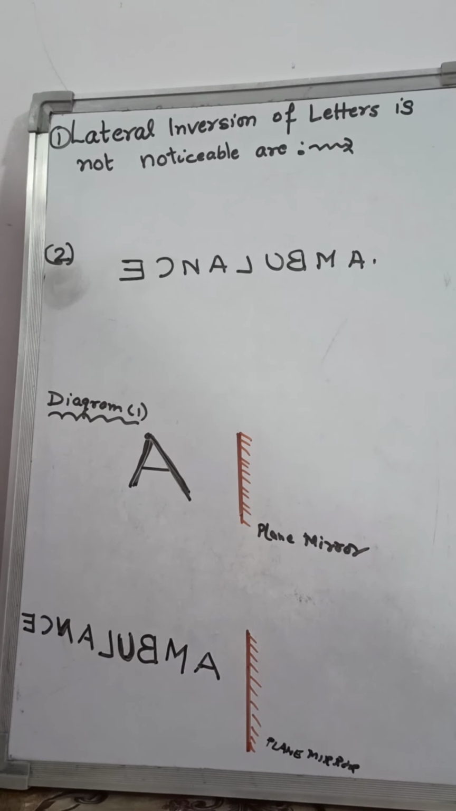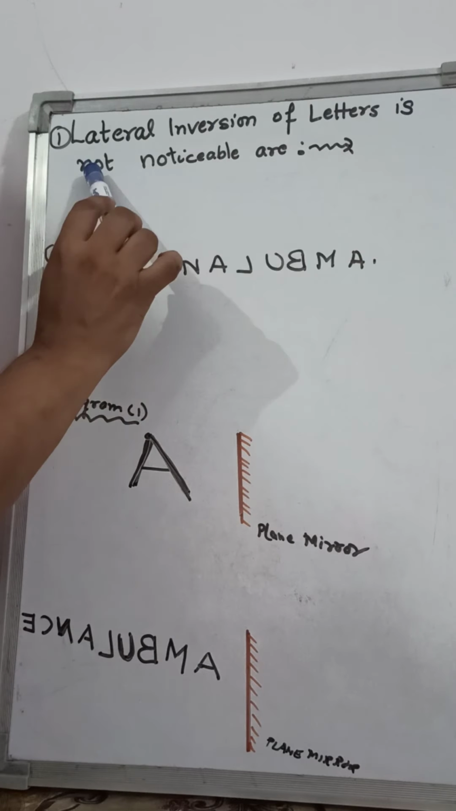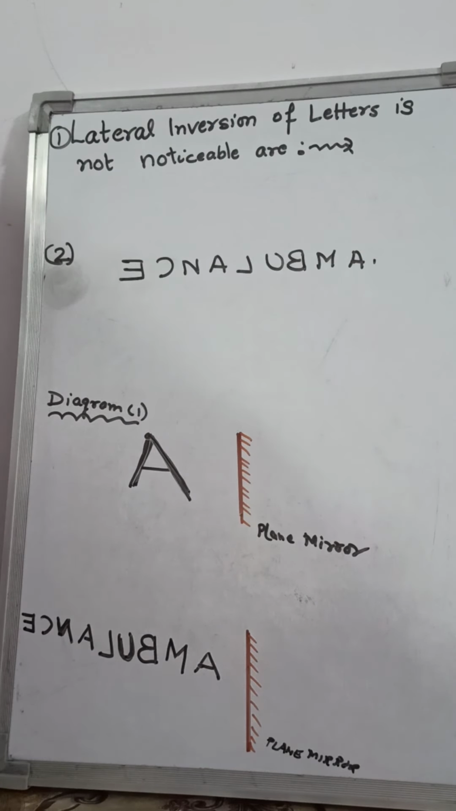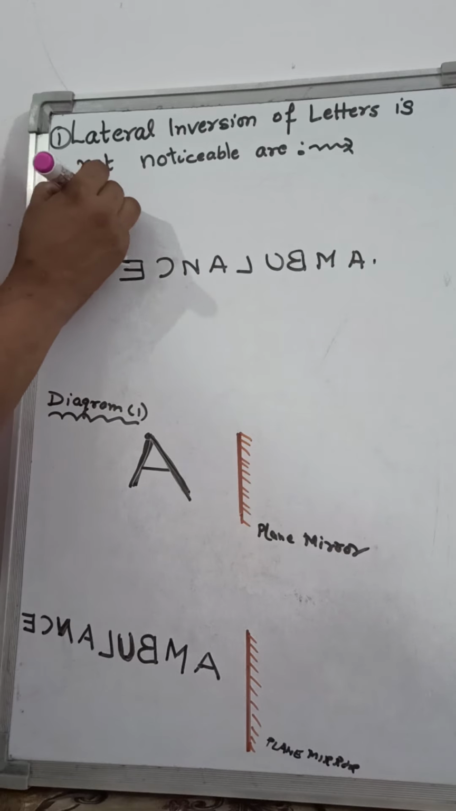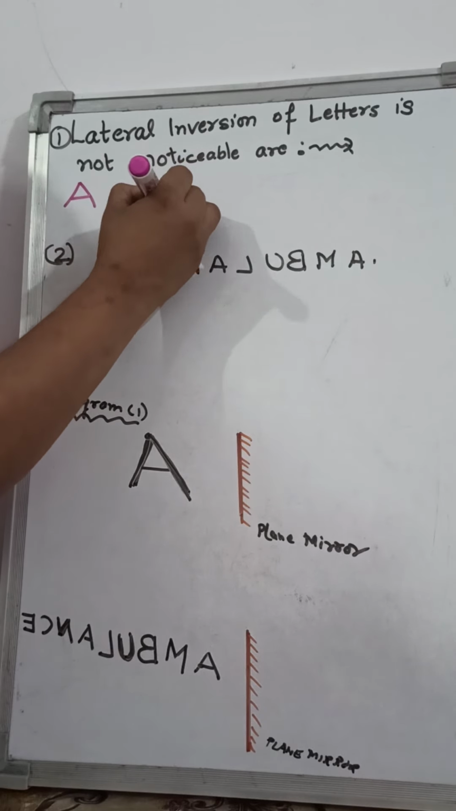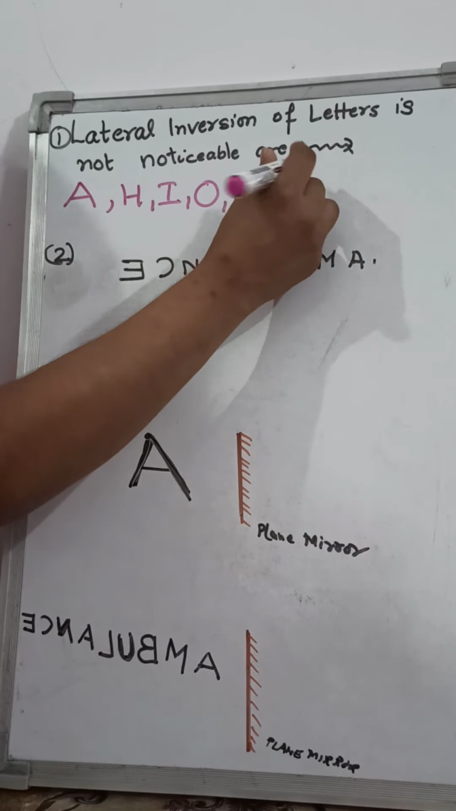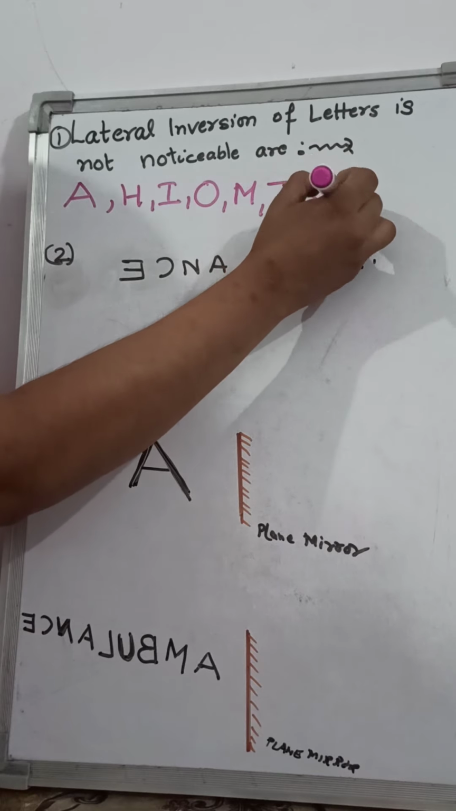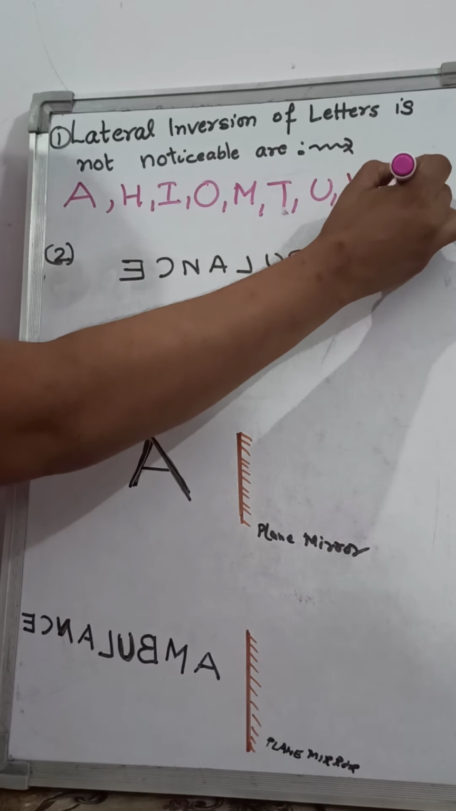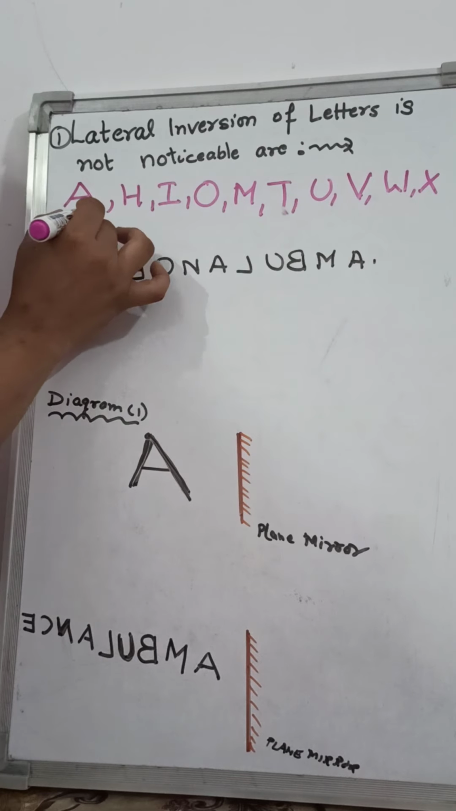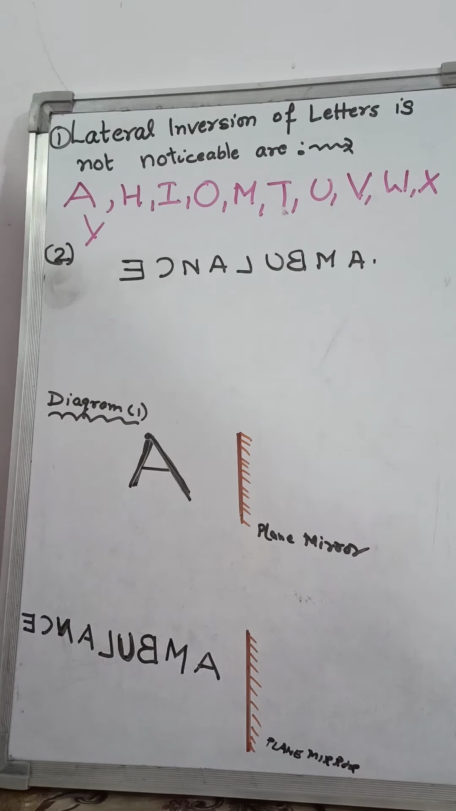Now let us discuss some points related to lateral inversion. That is, the lateral inversion of some letters is not noticeable. Let's see which are those letters. Like A, H, I, O, M, T, U, V, W, X, Y. These letters are not noticeable.